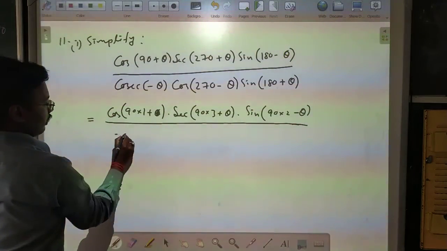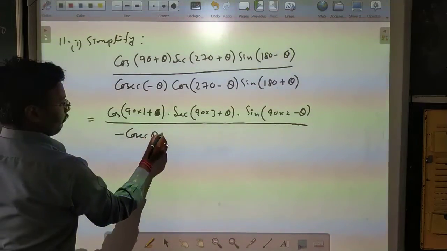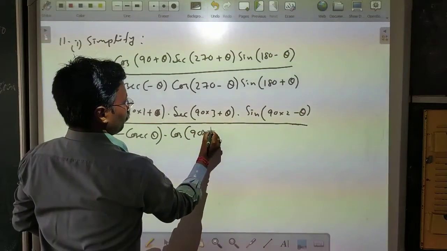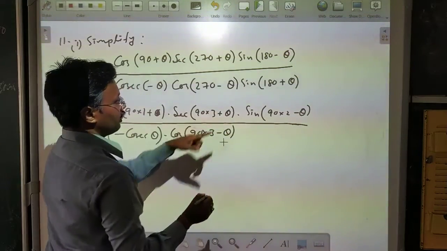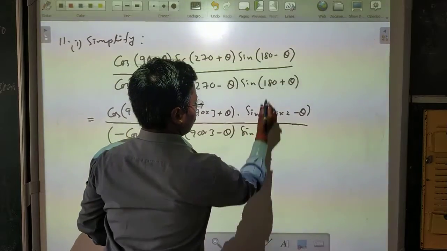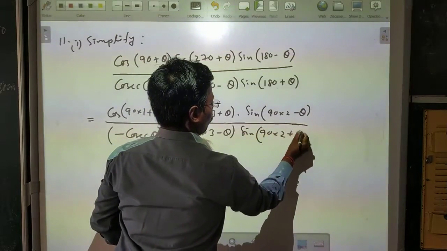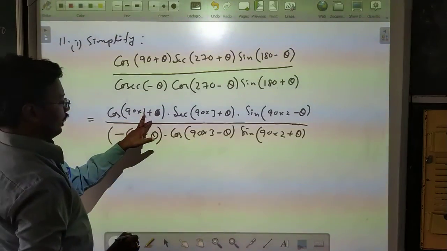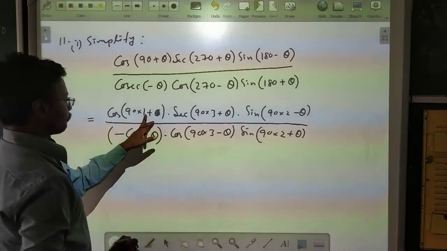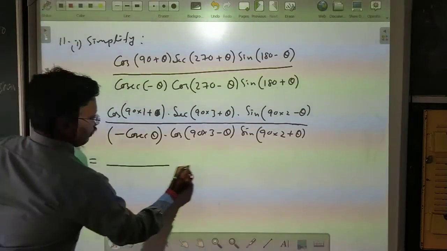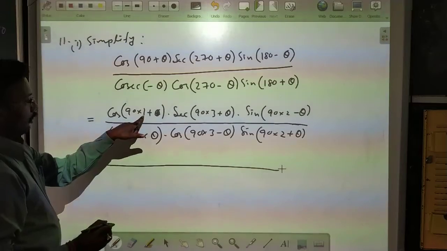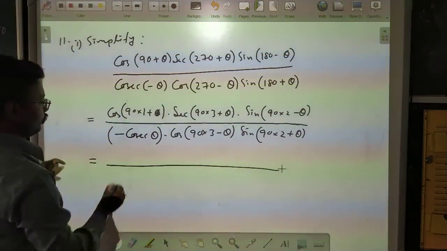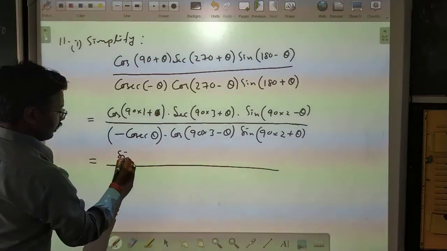Then cosec minus theta is minus cosec theta. Next, cos 90 into 3 minus theta because it's 270. Then we have sin 90 into 2 plus theta. Now you check which values are odd and which one is even. So here this number is odd. We need to change this trigonometric ratio. So we get here sin theta.